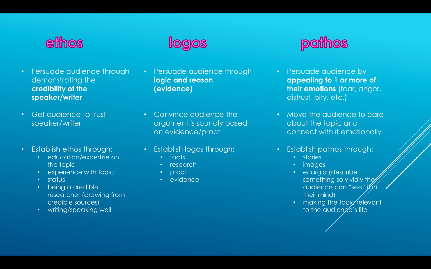People are often very engaged by those, whether they're personal or stories of other people. You can literally insert images or show images if you're giving an argument. Enargia is another ancient Greek term where you describe something in your writing so vividly that the audience can basically picture it in their mind. So the idea there of being very descriptive and bringing images to people's mind can be a way to move them emotionally about your topic. And then, as I said before, you can connect with your audience by making the topic relevant to their lives.